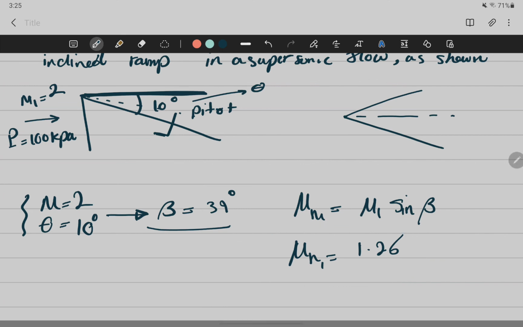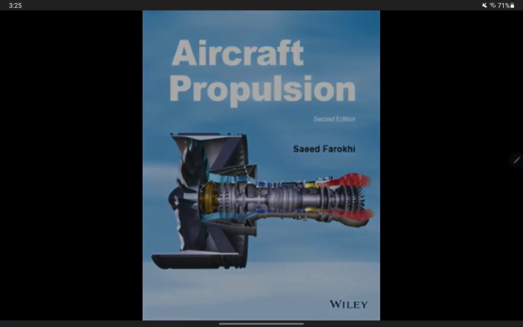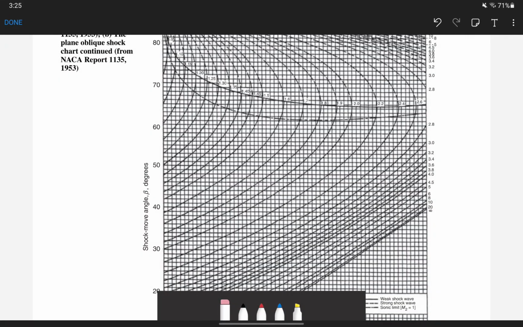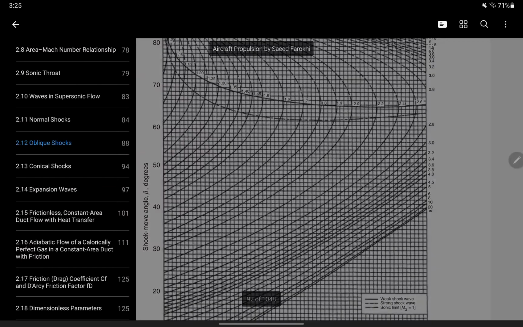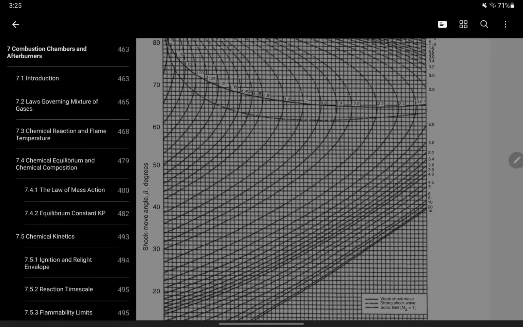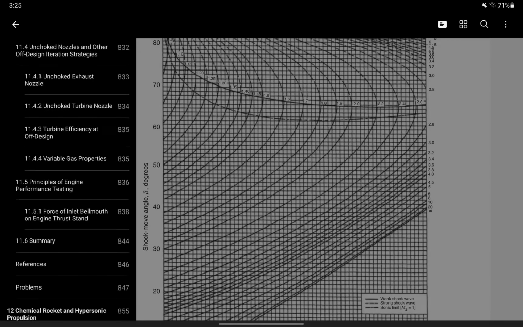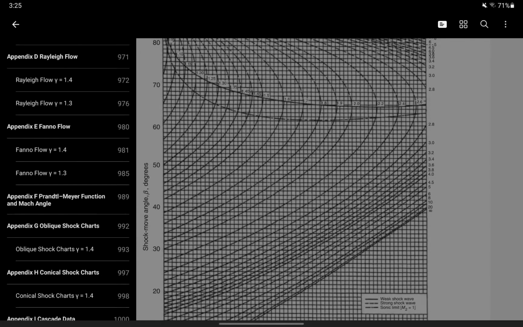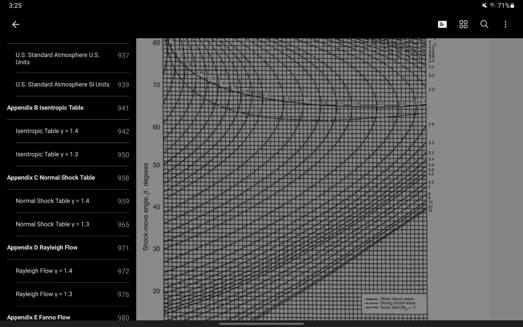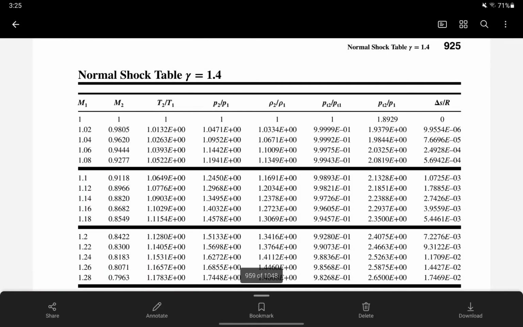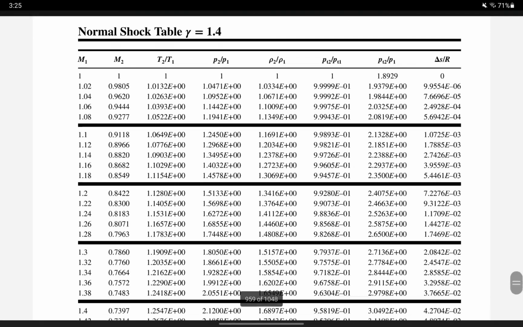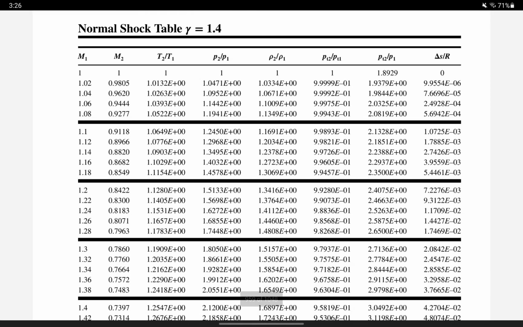So let's go to the tables. How do we use the tables? These tables here. Appendices. For the normal shock wave. So if your M1 is, what was the M1? 1.26, right? Yes. This is the M1, this line. Do you see my pointer here? Yes. I mean, you see the line. Your M2 is going to be 0.8.